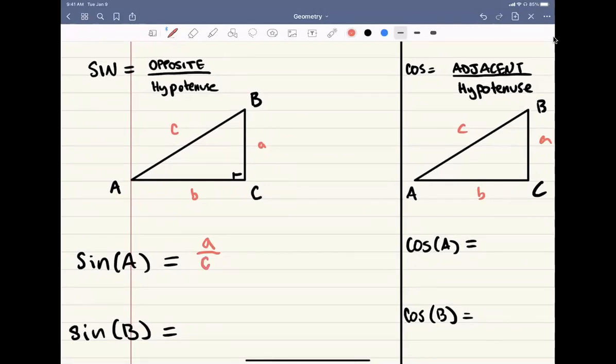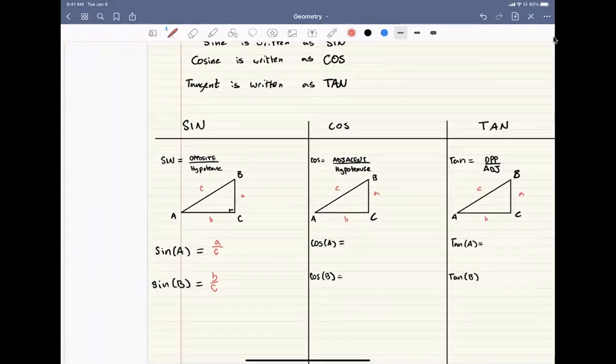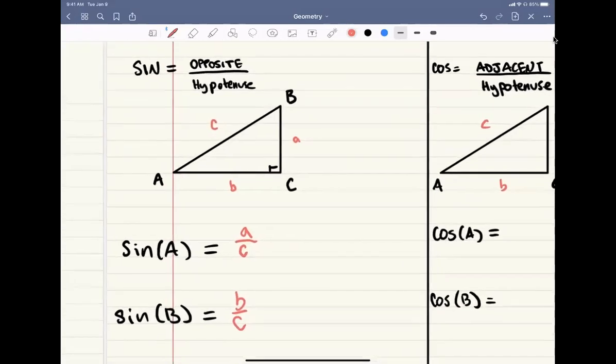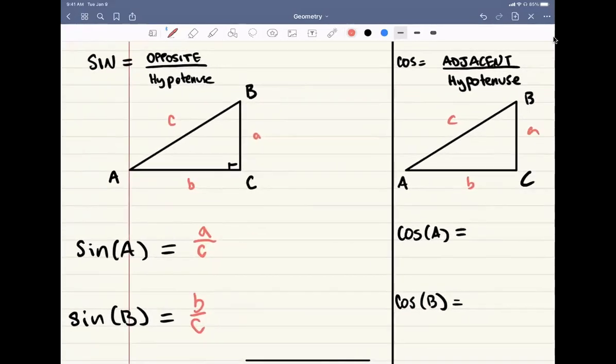And then we're going to look at sine of B. Sine depends on which angle you're looking at. So what's the opposite of B? The side opposite angle B is little b, over the hypotenuse, which is still C. All right, and that's sine. Sine is the ratio of opposite over hypotenuse. Remember, a ratio is just a fraction, is basically what I'm trying to say. Now let's go over to the next ratio.